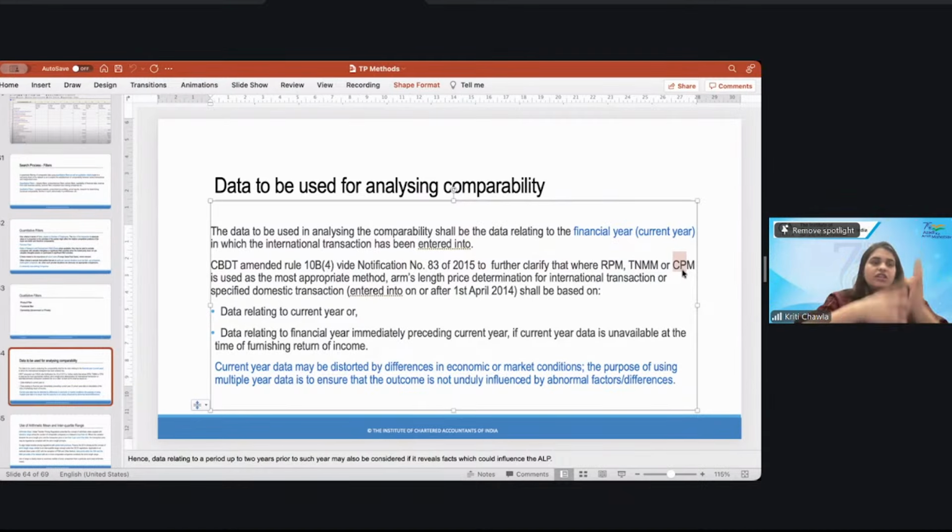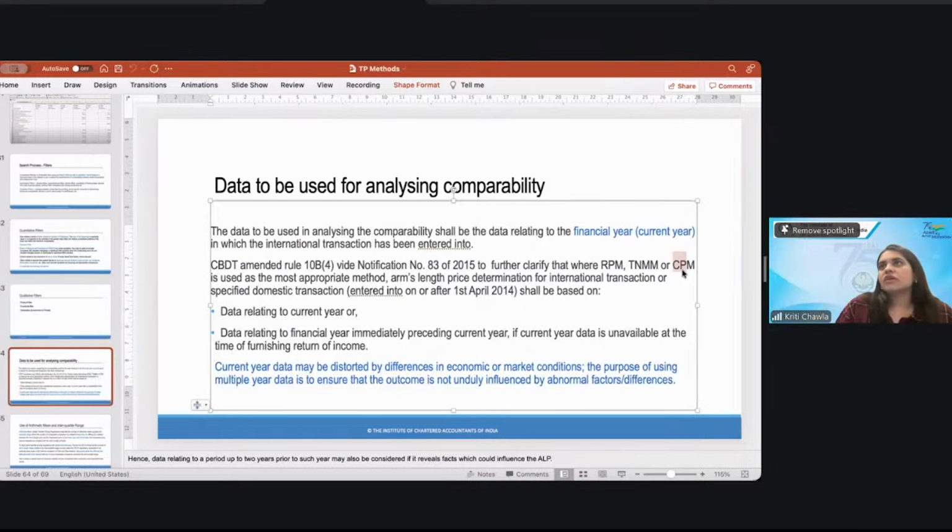So this is going to be year one, year two, year three. And then for all those 12 companies, we'll create a weighted average net margin, which is going to be a weighted average of year one, year two, and year three. Why? That is because if you actually look at current year data, it could be distorted by differences in market condition.